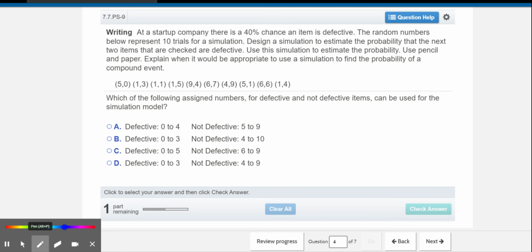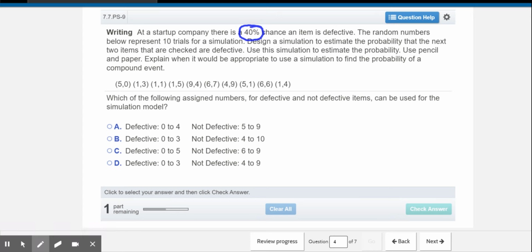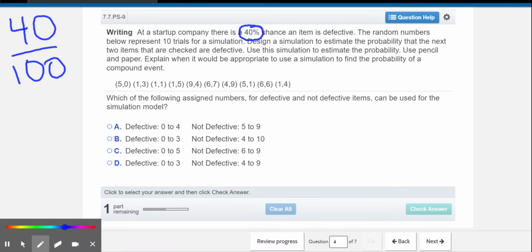Which of the following assigned numbers for defective and not defective items can be used for the simulation model? So we're going to look up here. We have a 40% chance that it is defective. So remember, 40% means 40 out of 100, which is the same as 4 out of 10. So we want 4 out of the 10 numbers to represent defective.